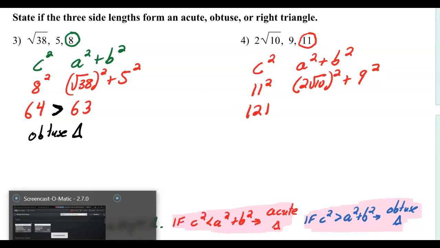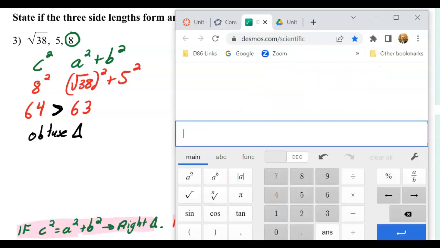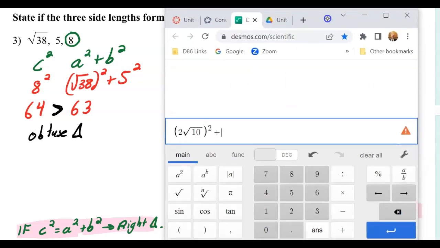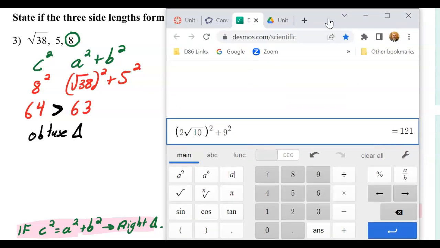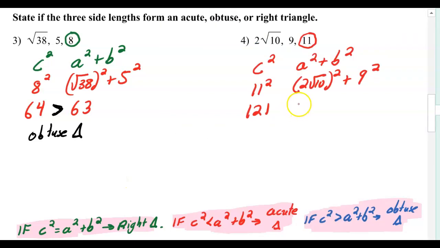So now I'm going to go to my calculator. I'll put parentheses, 2 square root of 10, move out of the radical, put another parenthesis, squared, plus 9 squared. Doing that, I get 121. So when I add these up, I get 121. We know that these are equal. So this means this is a right triangle because c squared is equal to a squared plus b squared.